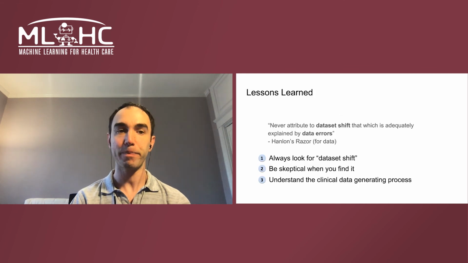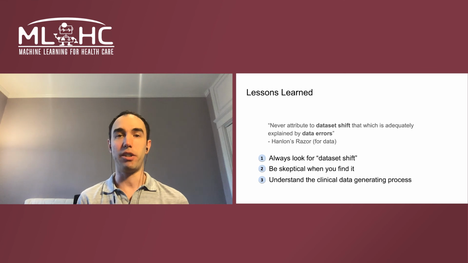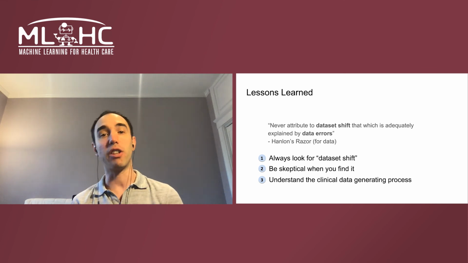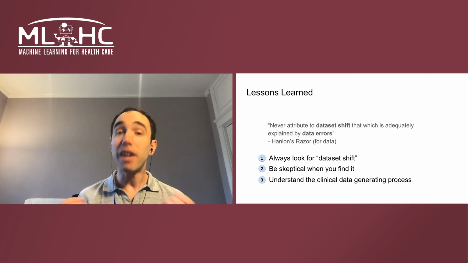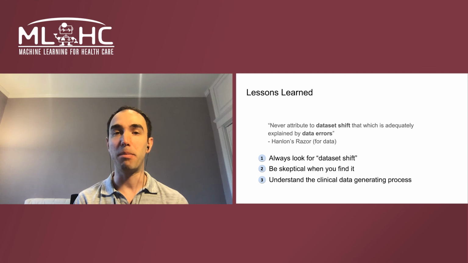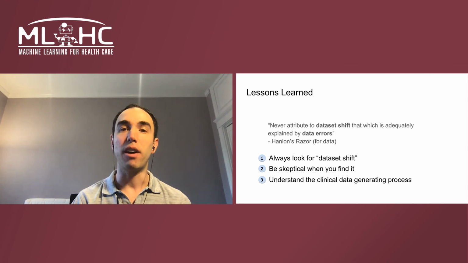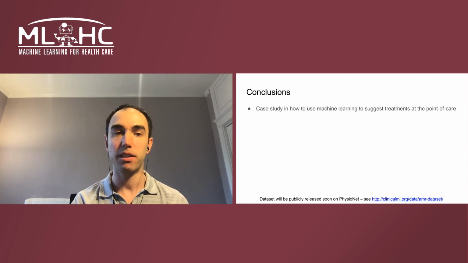fluke. So the lessons learned from this are, first, always look for dataset shift in your data, not just in the features, but also in your labels, and be very skeptical when you find it. It really helps to introspect into your models and to try to better understand the clinical motivation for why your model might be predicting the way it does, and to better understand the underlying clinical data generation process.